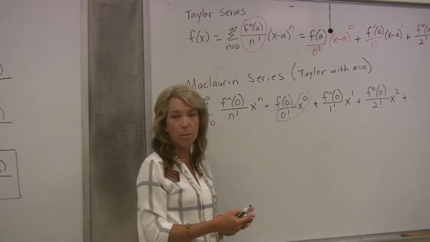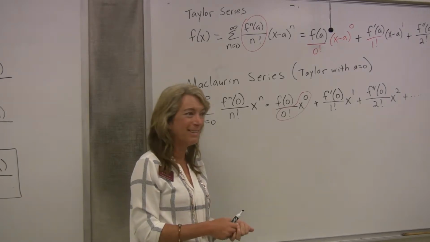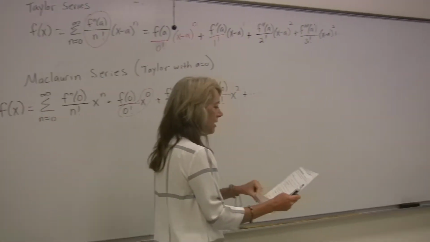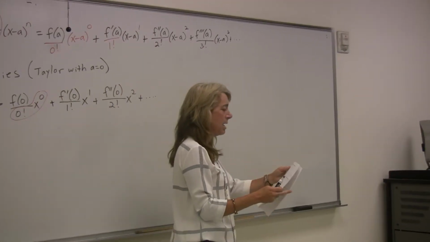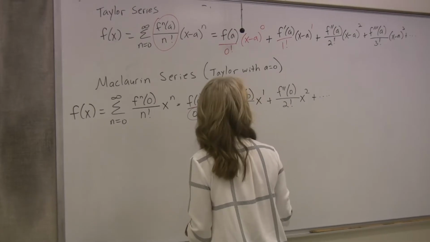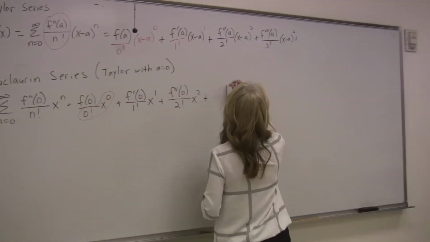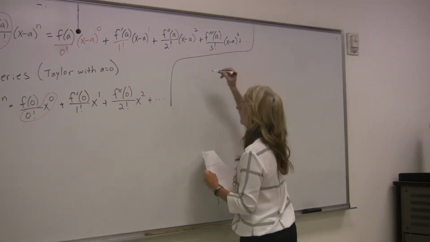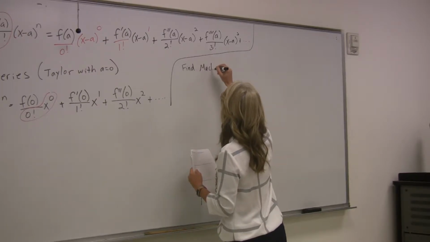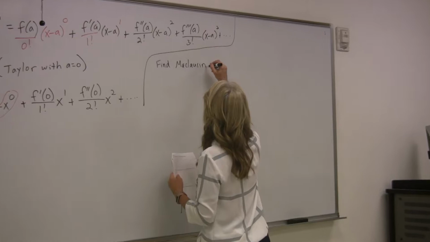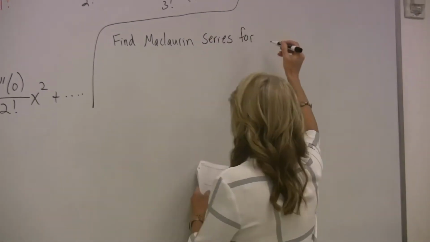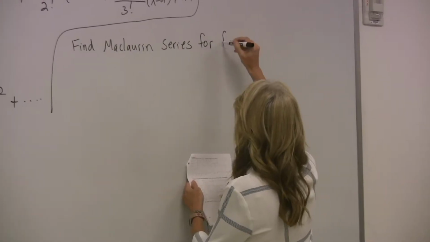I think an example will probably bring up some questions. Yeah. How to use it. Okay. So let's look, I think I have my first example coming up. It says find the Maclaurin series for e to the x. I'm going to start over here. I want to find the Maclaurin series for e to the x.